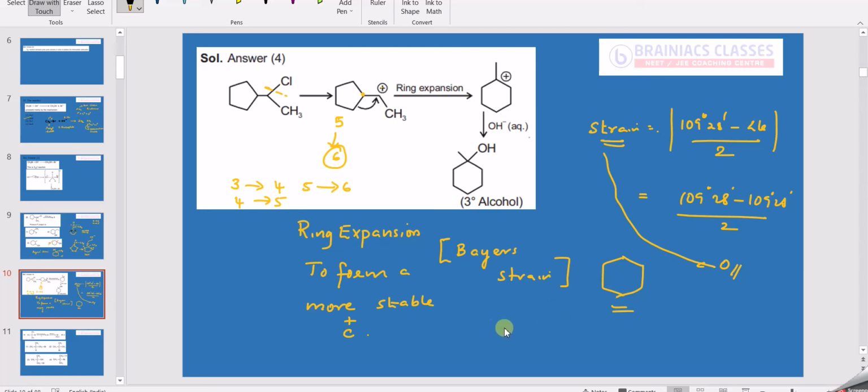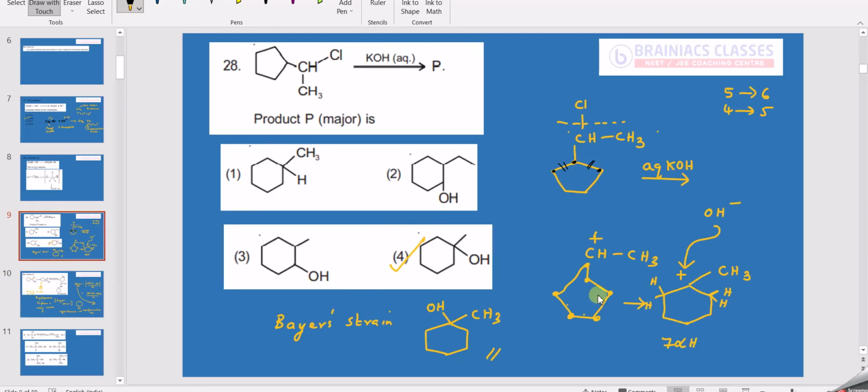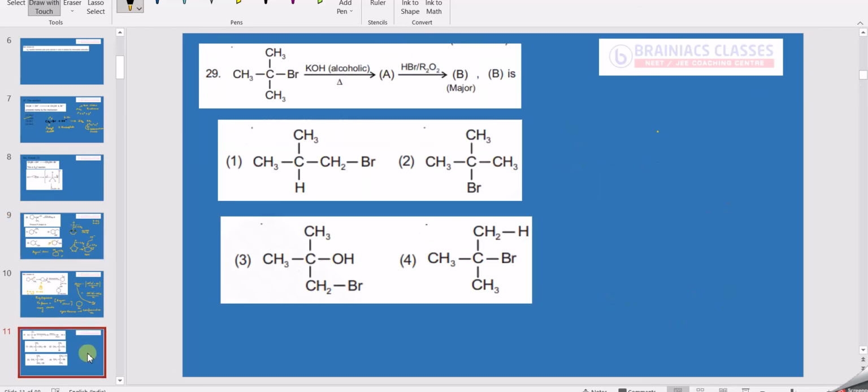This is also the reason why cyclohexane exhibits what sort of isomerism? Cyclohexane shows conformation. You might have learned in your +1, boat form, chair form and everything. Cyclohexane is the only cyclic compound which exhibits conformation. It is due to this Bayer's strain theory. It has a strain value equal to 0. Clear? I hope it is clear for you. Now we'll switch to the next question.